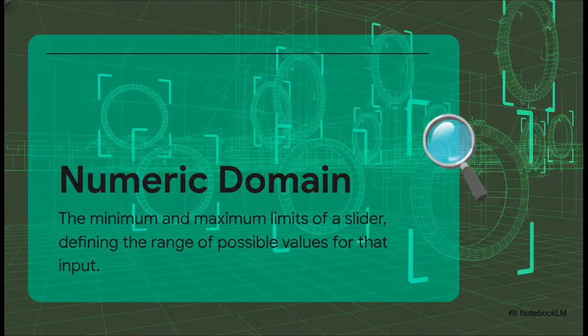Those limits have a name. It's called the numeric domain. And this is a really key idea. By setting a minimum and a maximum number, the designer is basically creating a creative playground. They're saying, look, the width of this ring can be anything from, say, 2 to 6 millimeters, but absolutely no more and no less. It puts guardrails on the design, setting the boundaries for all the creative exploration.